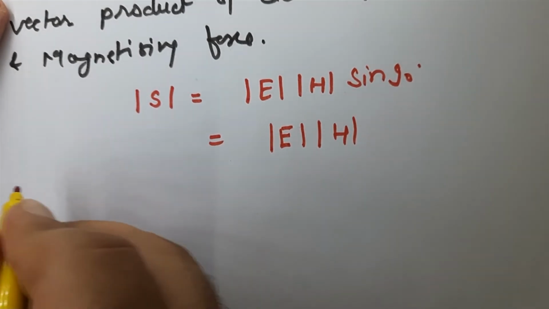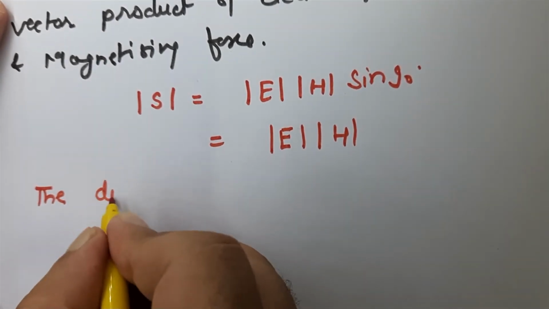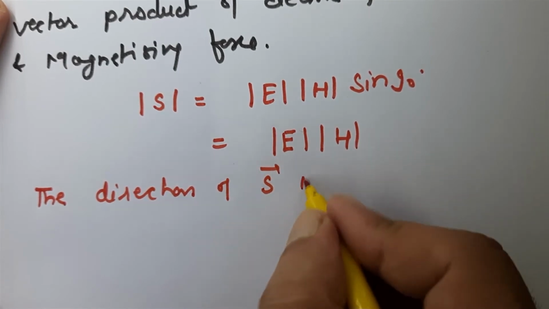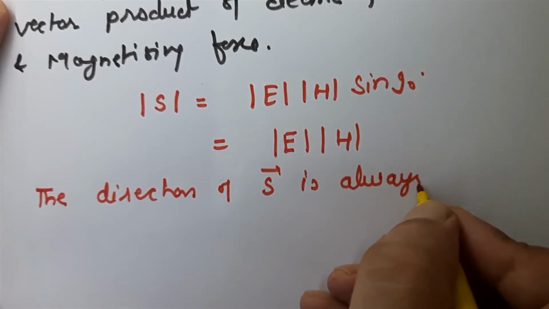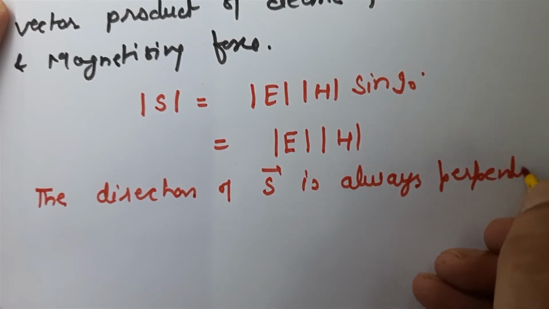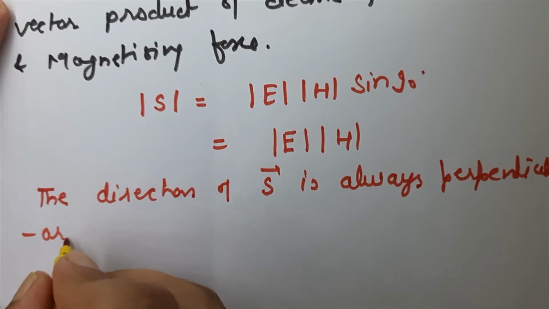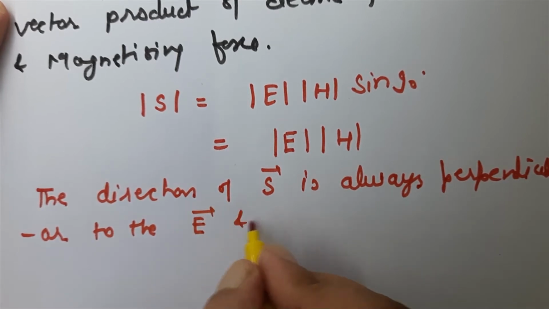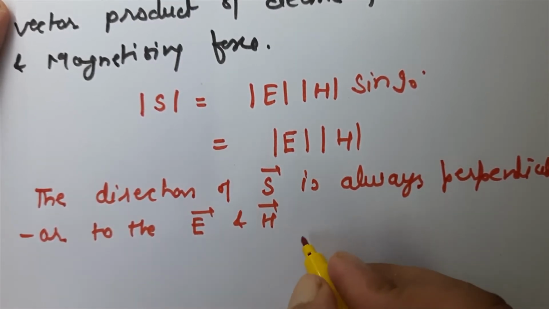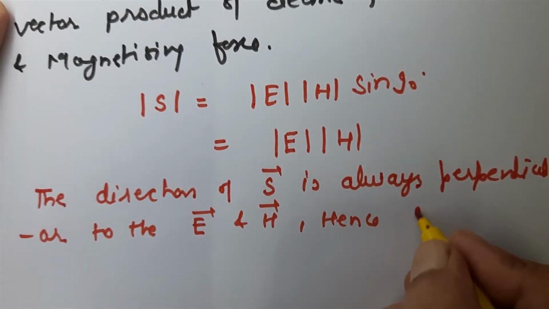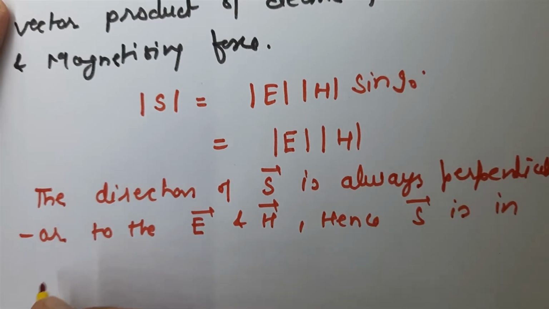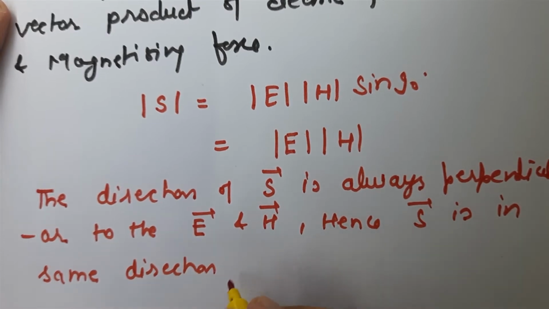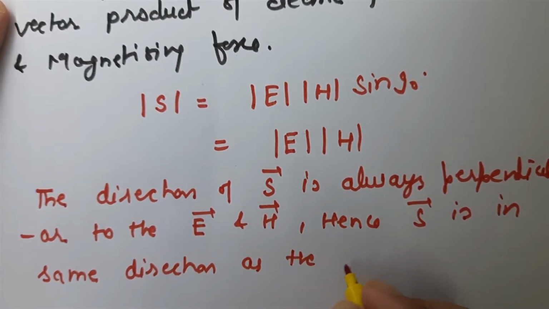It can be easily observed that the direction of S vector is always perpendicular to the electric vector E and magnetic vector H. Hence, this S vector is in the same direction as the velocity of the EM wave.